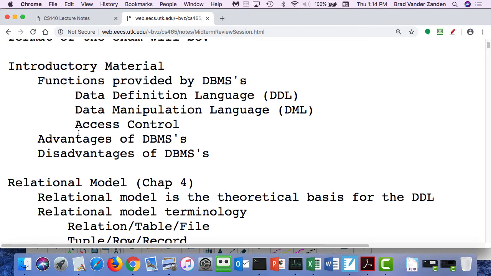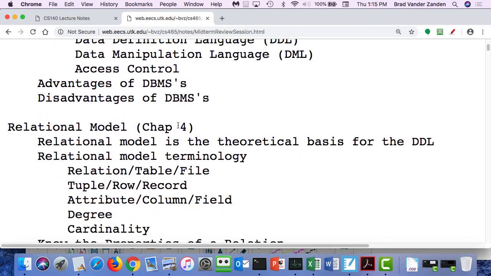From chapter one, you just need to know the advantages and disadvantages of database management systems, and the functions provided by a database management system. They provide a data definition language that allows a database administrator to specify the structure of the database, so declare the relations, their attributes, their types. The data manipulation language allows you to do the so-called CRUD operations: create, read, update, delete. And access control, so who has access to what information in the database. Customers will have different access privileges than staff, and maybe management has different access privileges than staff members.